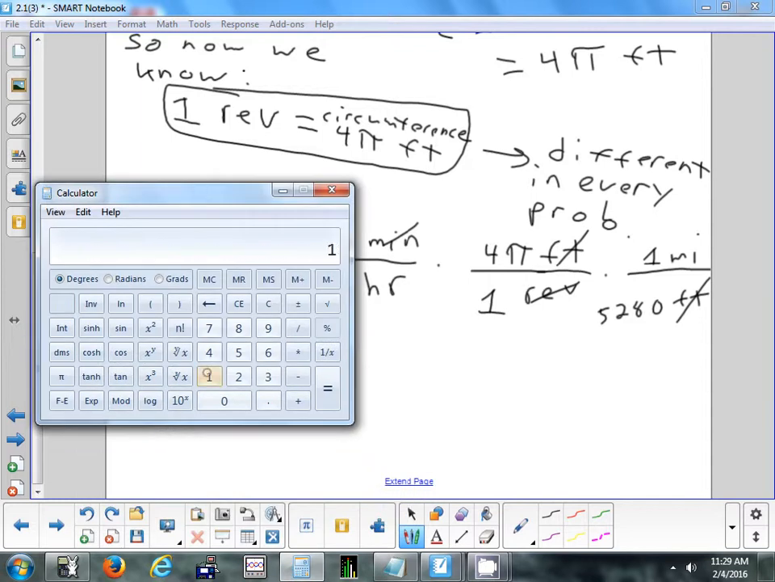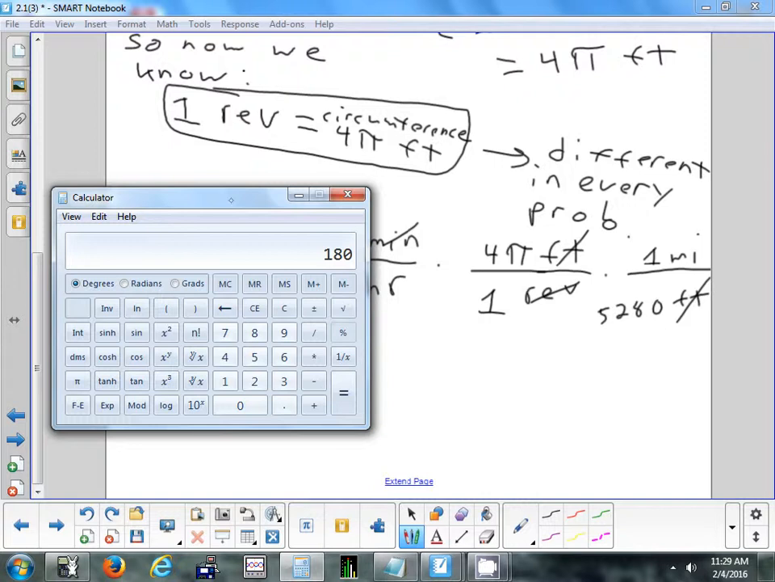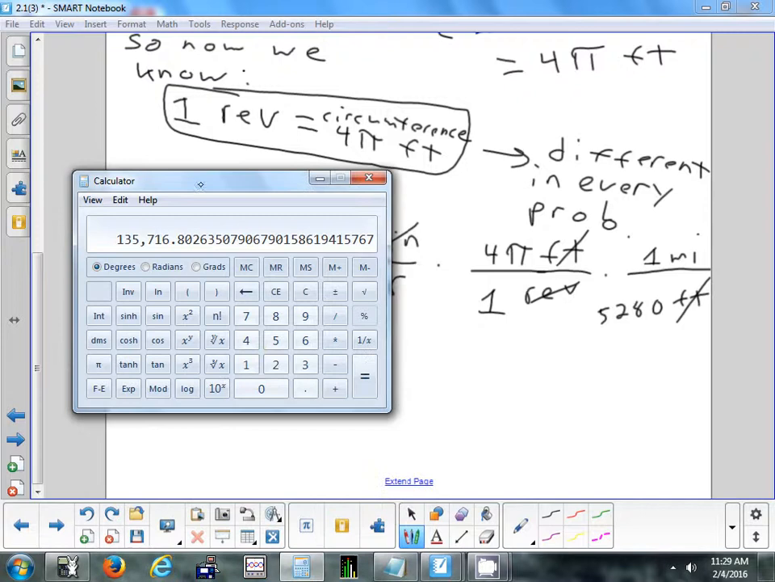All right, so we got 180 times 60 times 4 times pi. You can do each one individually, that's fine. And then divide by 1, 1, 1, so you don't have to worry about that. And lastly, 5,280. So it's going about 25.7 miles per hour.